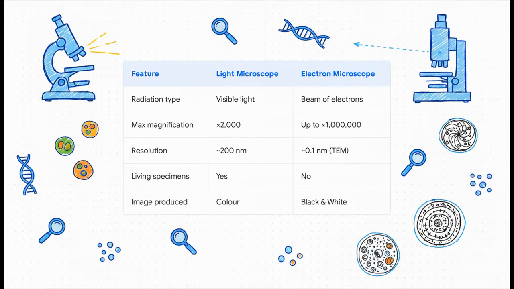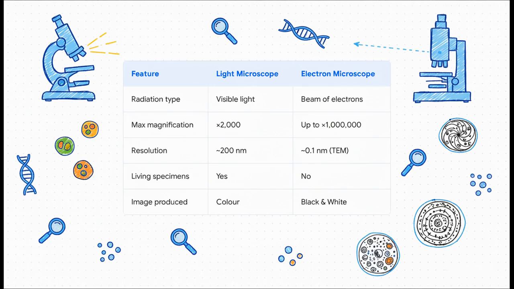This table right here is the ultimate revision tool. It puts everything we've just talked about side by side. I mean, just look at the staggering difference in power. A light microscope maxes out at times 2000 magnification. An electron microscope can go up to 1,000,000. And the resolution, from 200 nanometers with light down to 0.1 nanometers with a TEM.